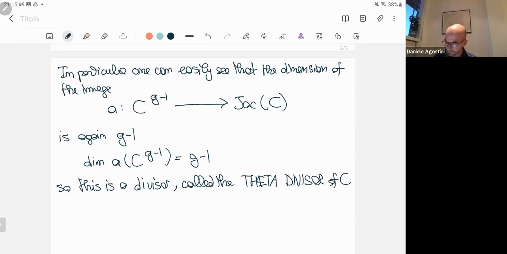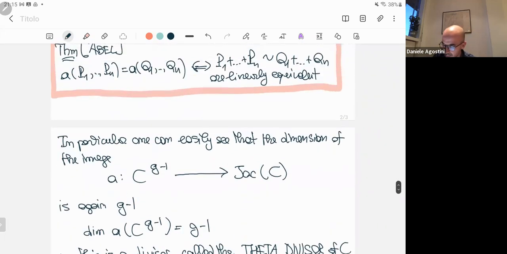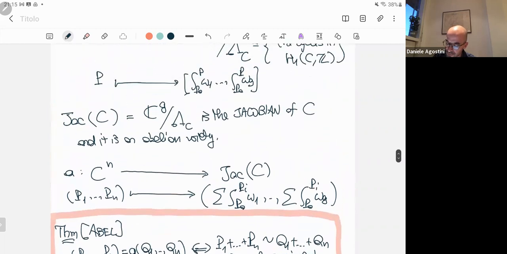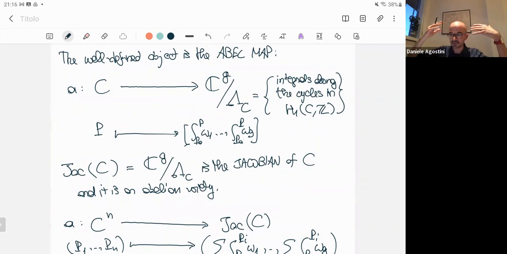And sometimes it's denoted by theta. Theta divisor, denoted by theta. But so this is a divisor in this Jacobian. The Jacobian is a quotient of the complex torus. So if we pull it back to the complex torus, C to the g, we get a divisor there. Now we are not anymore in the algebraic world, we are in the analytic world, because the map that sends C to the g to the Jacobian is not a morphism. But nonetheless, it's analytic, it's nice.